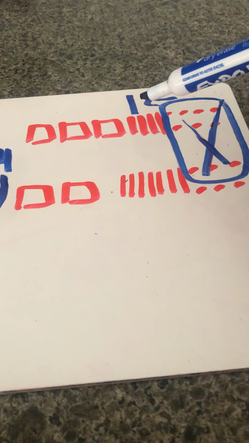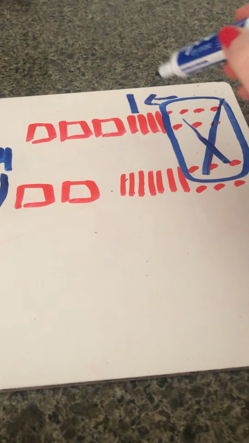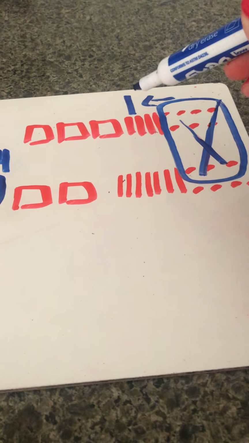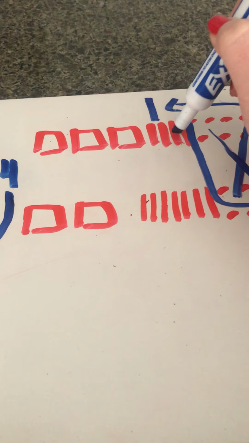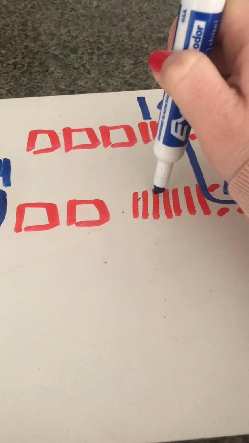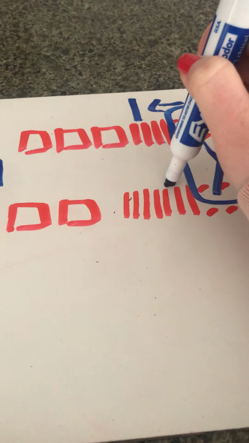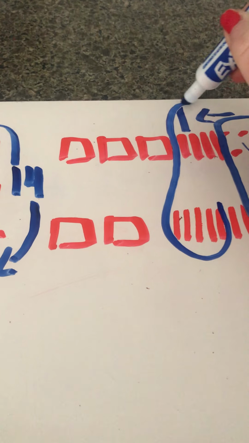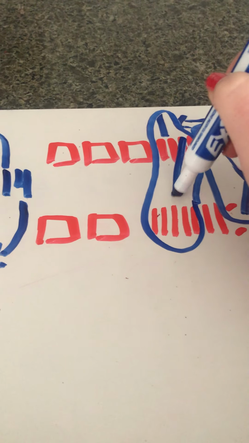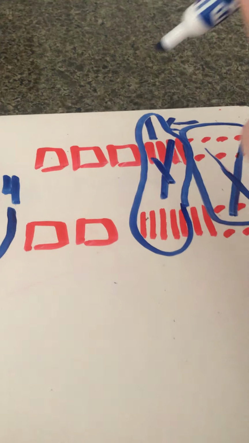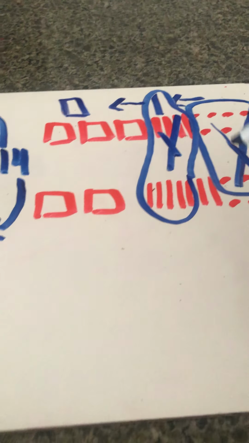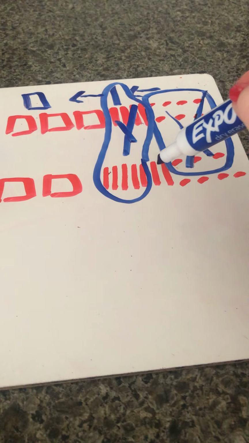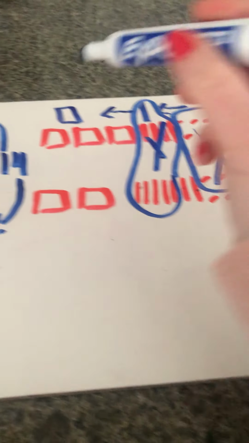Can I make 100 by grouping 10 tens? I can. So 1, 2, 3, 4, 5, 6, 7, 8, 9, 10. So I'm going to group my tens. I'm going to cross them out because they aren't tens anymore. They've now turned into 100. So how many tens do I have left? I have 2 tens left.